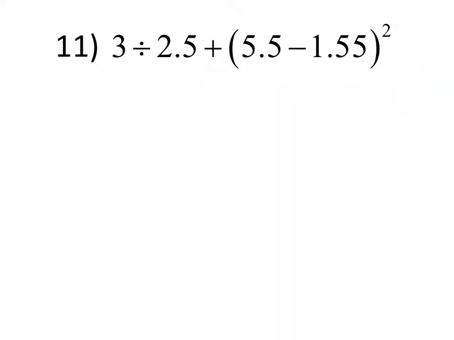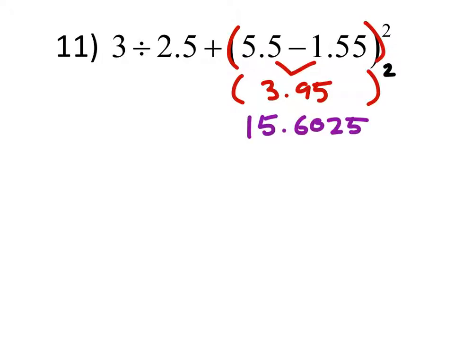Number 11 will work the same way, so let's look at our parentheses first. 5.5 minus 1.55. That should combine to give us 3.95, and we're going to square that. 3.95 squared. So we got this 15.6025.